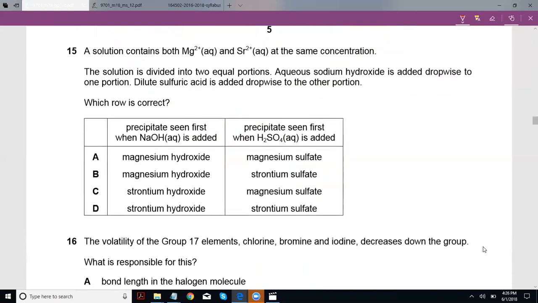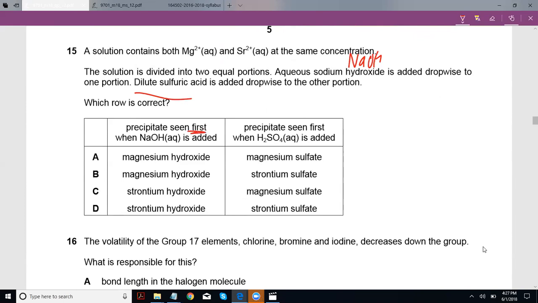A solution contains both Mg2+ and Sr2+ in the same concentration. The solution is divided into two equal portions. NaOH is added dropwise to one portion, and dilute sulfuric acid is added dropwise to the other portion. Which row is correct? White precipitate seen first when NaOH is added.